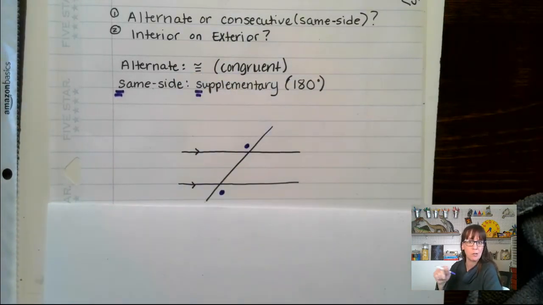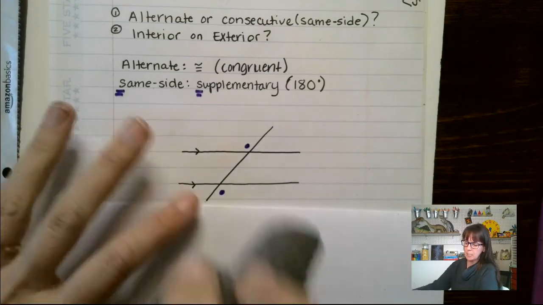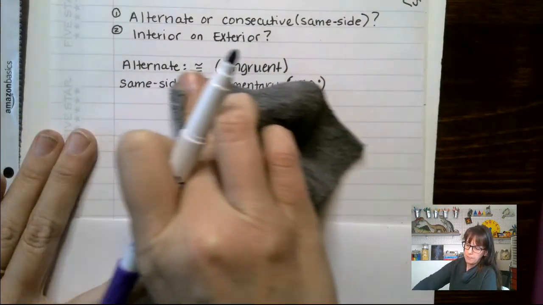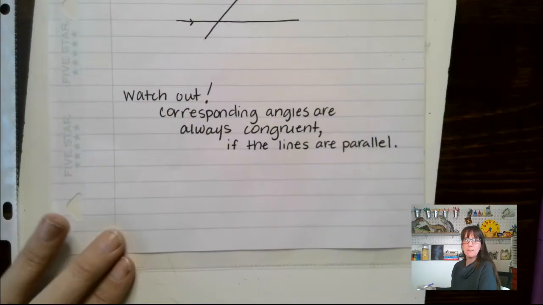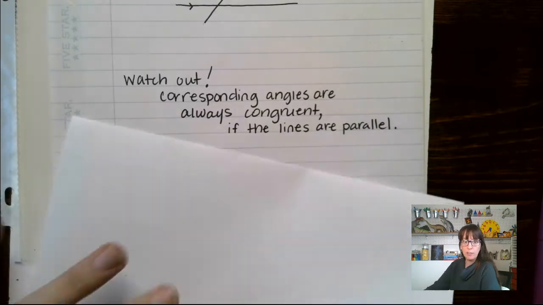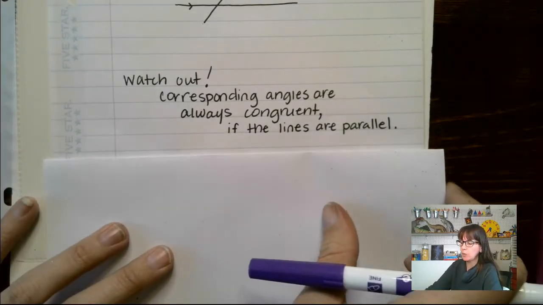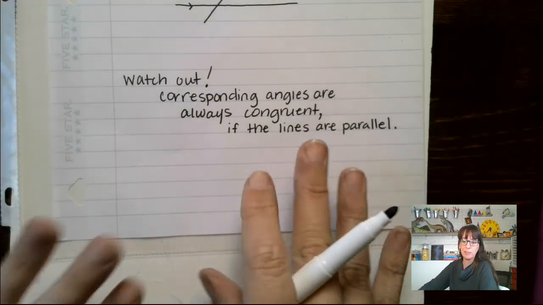It's just an equal sign with a little wavy thing on top. Okay, so that's those ones. There is another angle that is special, and you have to watch out for. We're going to talk about corresponding angles. So if your lines are parallel, your corresponding angles are always going to be congruent. So let's identify what corresponding angles look like.